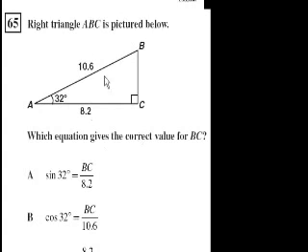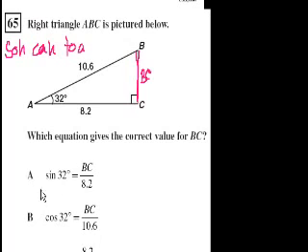Problem 65. Right triangle ABC is pictured below. Which equation gives the correct value for BC? So this is what they want us to figure out. This is BC right there. All right, let's read them. Let me write SOHCAHTOA. I actually do this a lot. Okay, so they're saying the sine of 32 degrees is equal to BC over 8.2. Is that right? Sine is opposite over hypotenuse. BC is definitely the opposite, but 8.2 is not the hypotenuse.